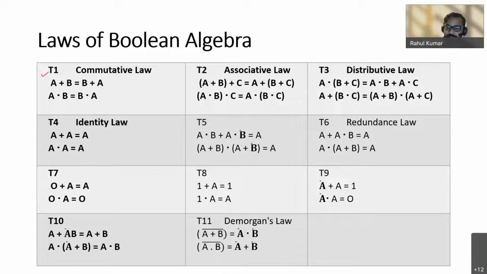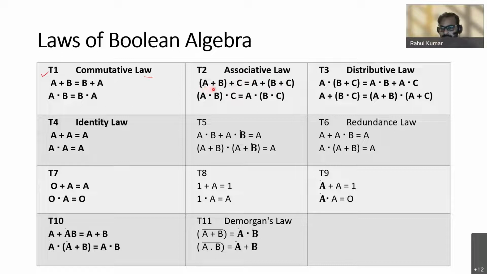The first theorem is called your commutative law, right? So if you have A plus B, you could also write it as B plus A, okay? And if you have A dot B, it can also be written as B dot A, right? That's simply your basic commutative law. You could reverse the two inputs, A dot B or A plus B can be written as B plus A or B dot A, the other way around. The second theorem is your associative law.